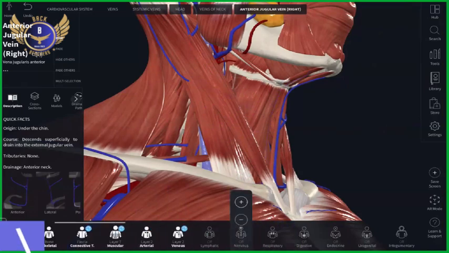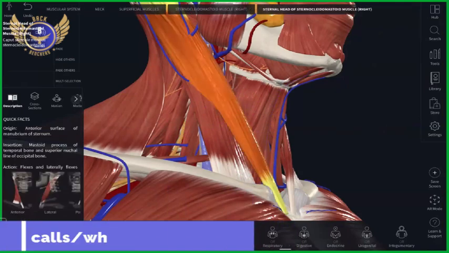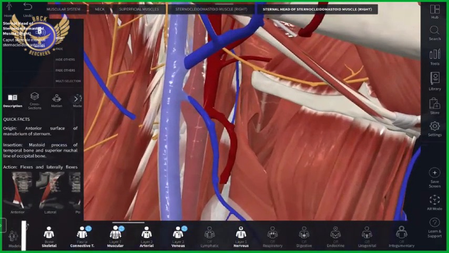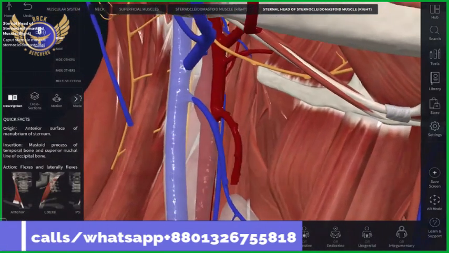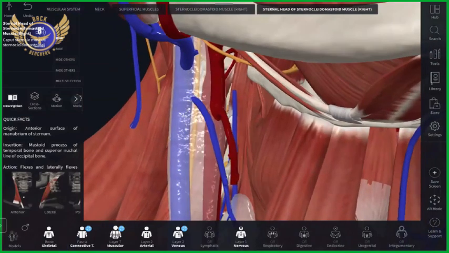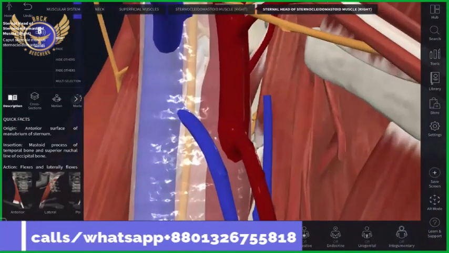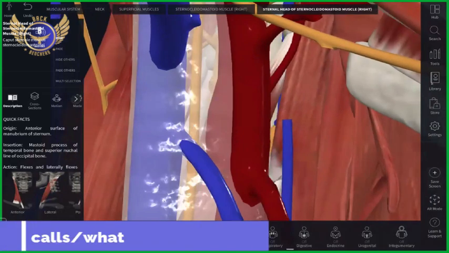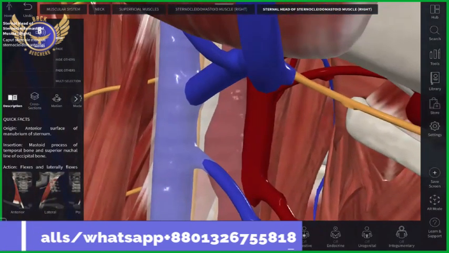Then let's add the nerves. Okay, just some. This is the sternocleidomastoid. We all know it, we hide it. Now this is the carotid sheath. This is our carotid sheath, and see it very carefully. I have not removed the sheath yet, but you can see inside the sheath.